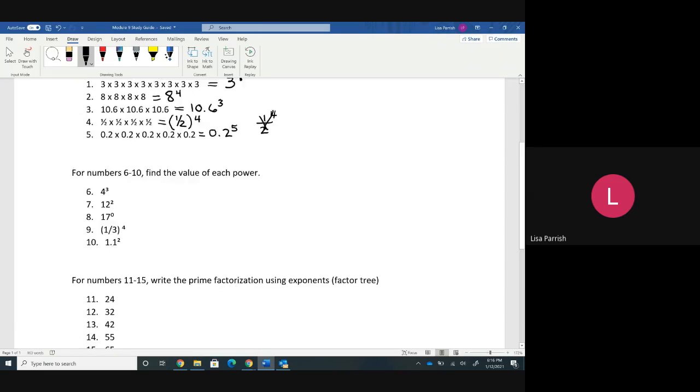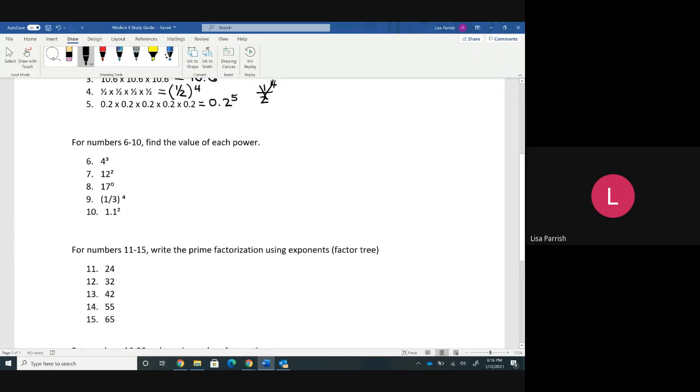Okay. For 6 through 10, now remember, these are the sections where you would show your work. So for 6 through 10, it says find the value of each power. Guys, what that means is you're going to evaluate, or another word for that is solve. Sorry, I'm doing this from home. It's hard to write with that pen sometimes. So you're going to evaluate or solve these.